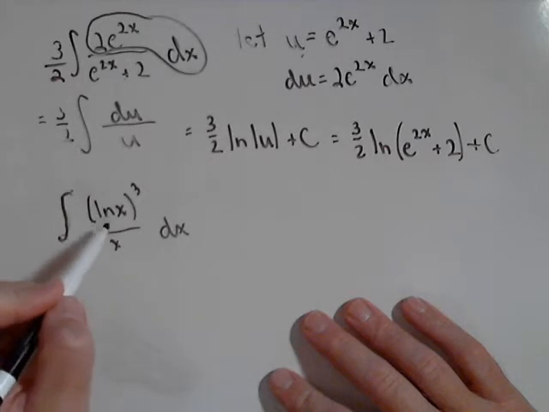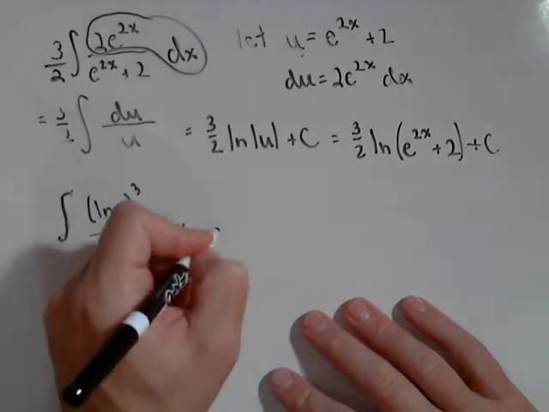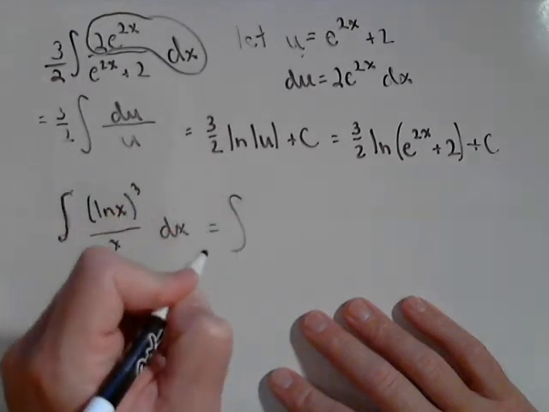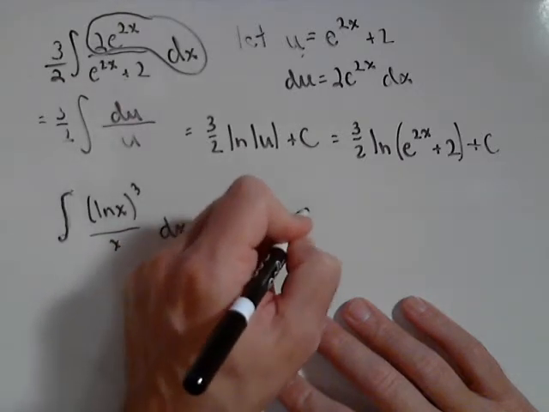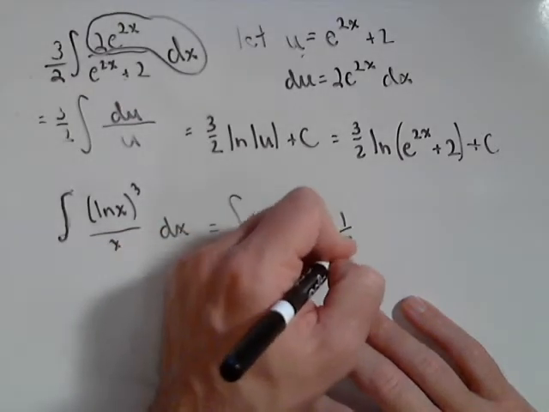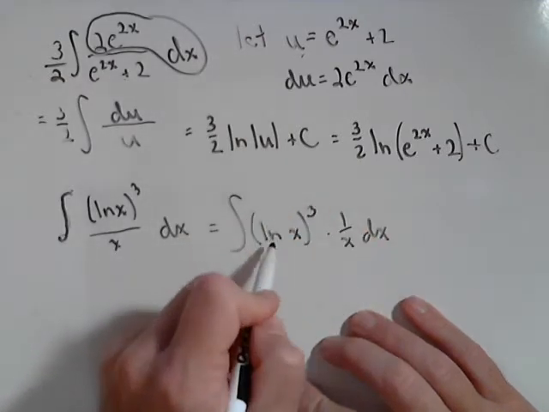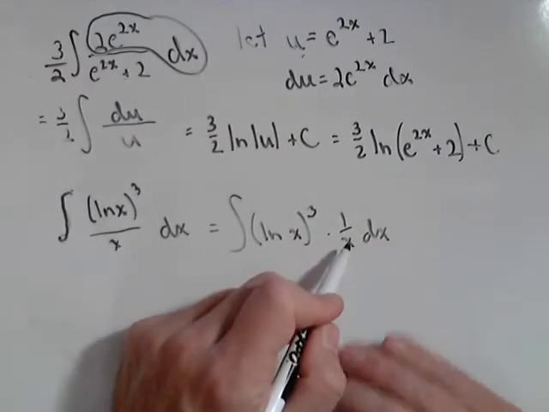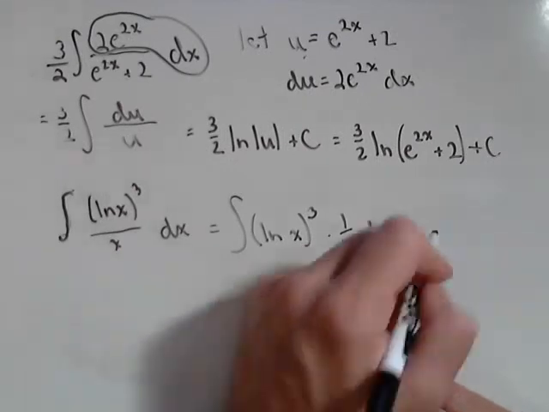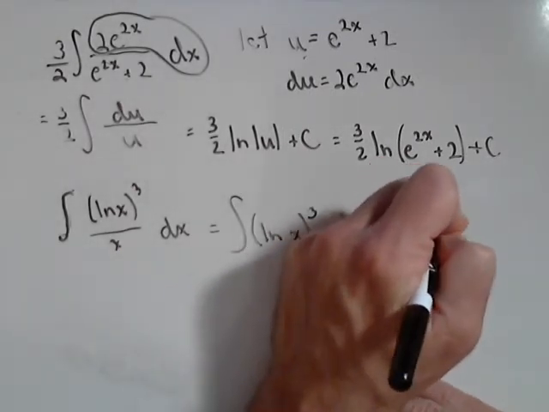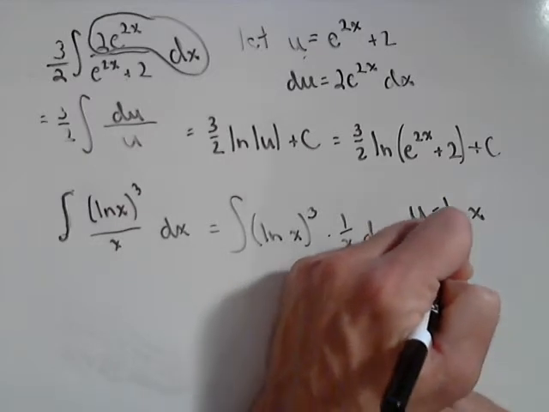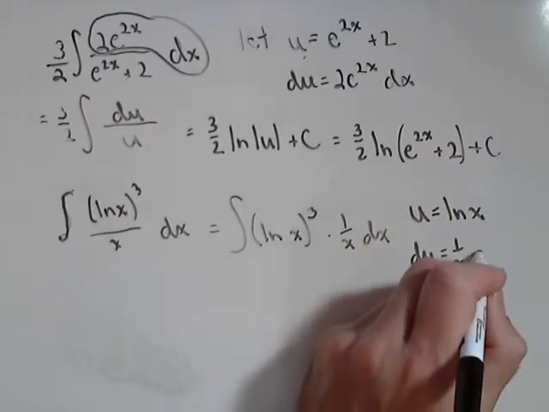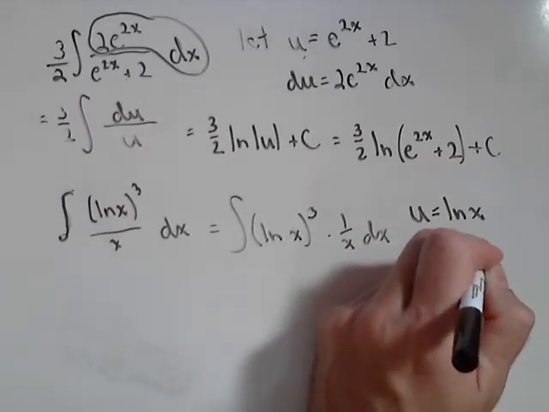Well, I know the derivative of ln of x is 1 over x. Let me rewrite this so it may look a little more obvious. I could rewrite this as ln of x cubed times 1 over x dx. The derivative of ln of x is right here, so that tells me it's a u sub with u being ln of x, because my du then is 1 over x dx.